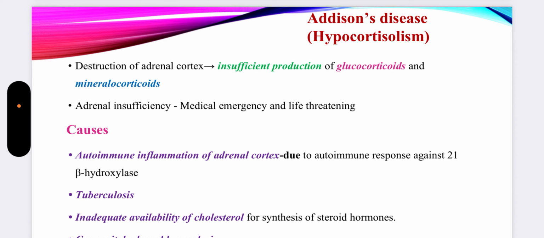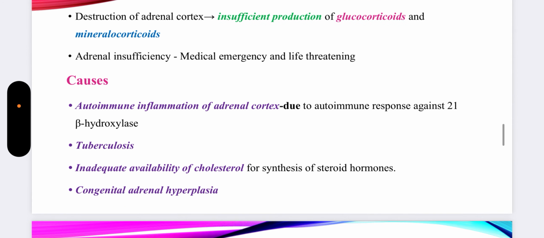The clinical condition can occur because of autoimmune inflammation of the adrenal cortex. Okay, now why does this autoimmune inflammation occur? The reason behind the occurrence is autoimmune response against 21 beta hydroxylase. You must remember this enzyme, because we had talked about this enzyme when I was telling you about the synthesis of adrenal cortical hormone.